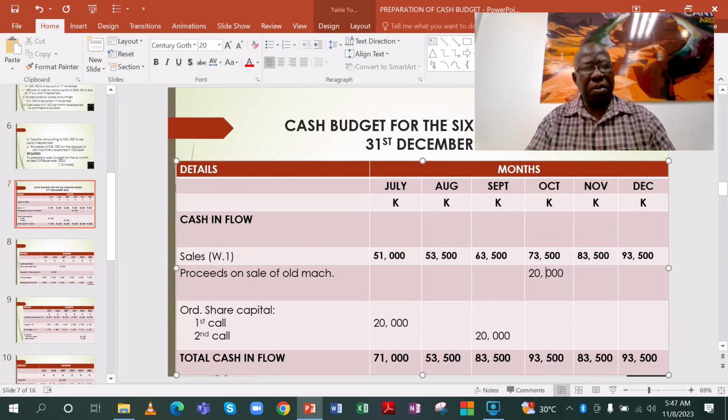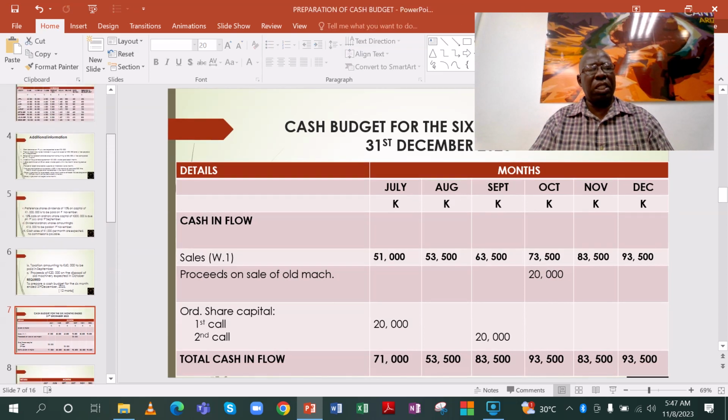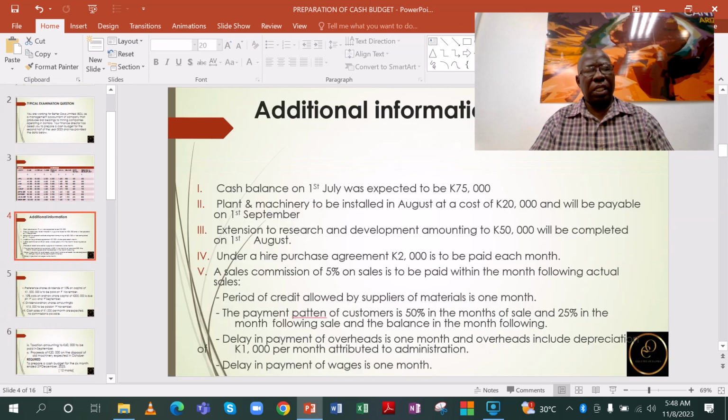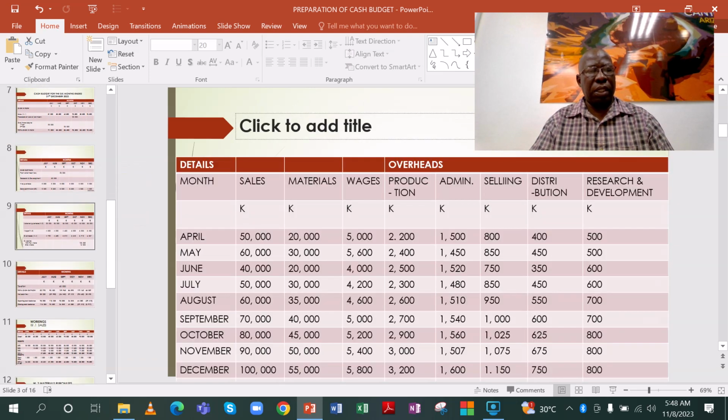Then we also expect to get income from ordinary share capital calls. There are 2 calls, one which was made in July, the other one expected to be made in September. That's what we have according to the note here. We have a note to that effect.